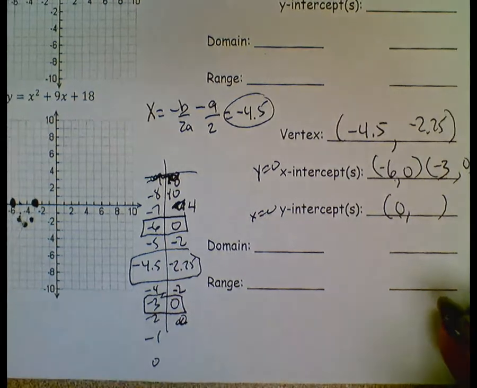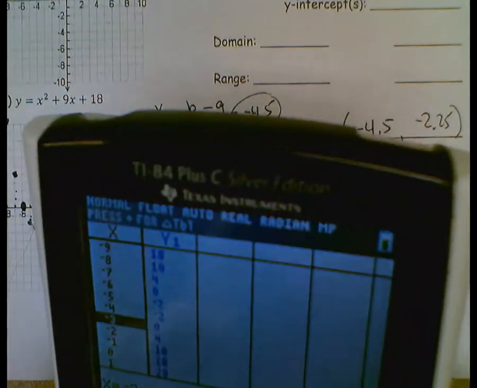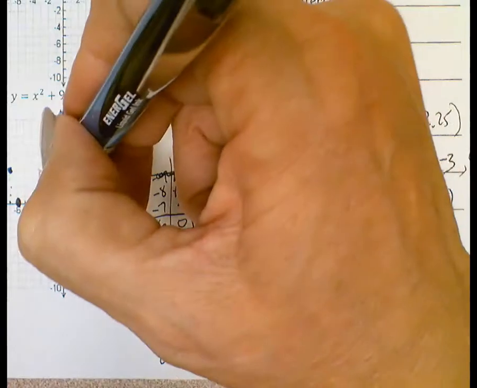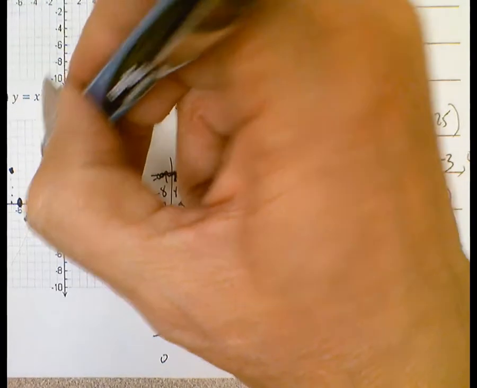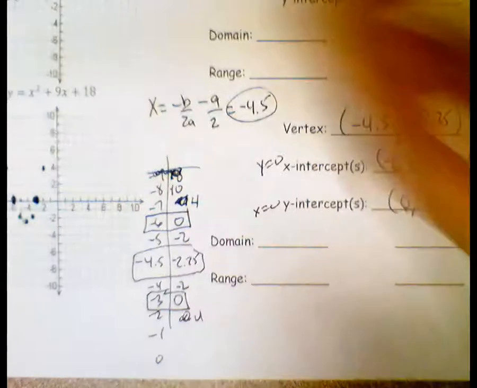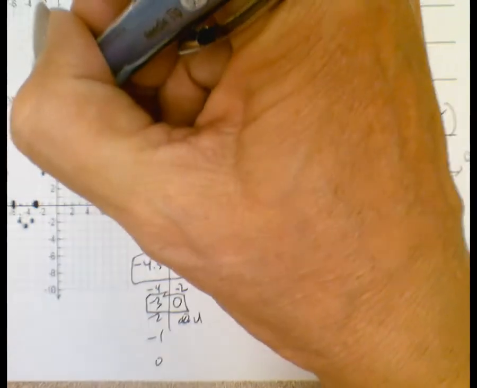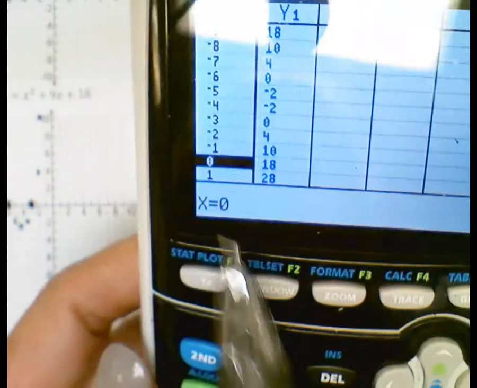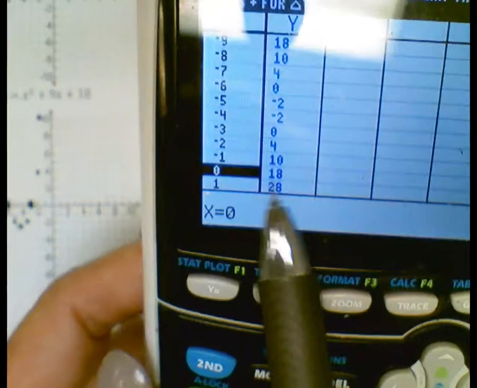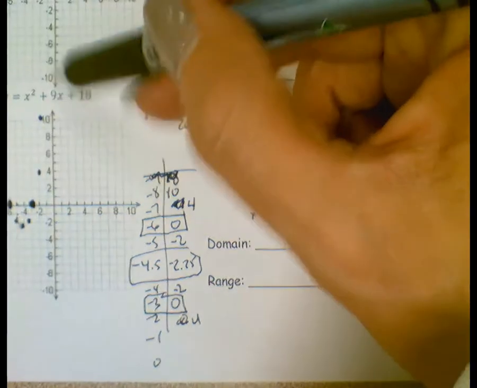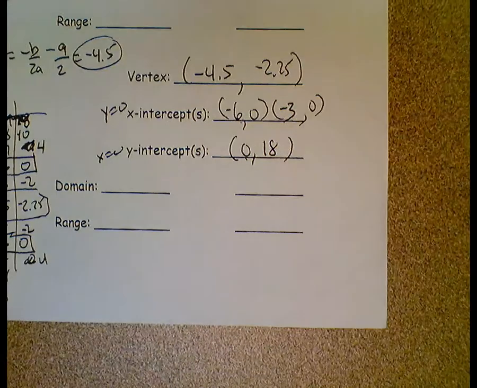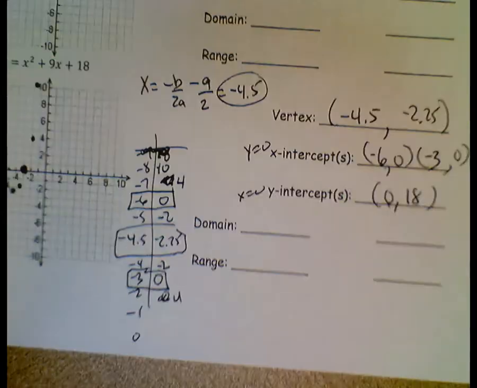Now, what is the y-intercept? We're going to keep going here. -2, 4. -1, 10. And guess what the y-intercept is? It's 0, 18. Look at that. When x is 0, y is 18. So even though I can't graph it because it's too high, I can write it right here. The y-intercept is 0, 18. If I had a longer graph, I could graph that. So those are your answers.